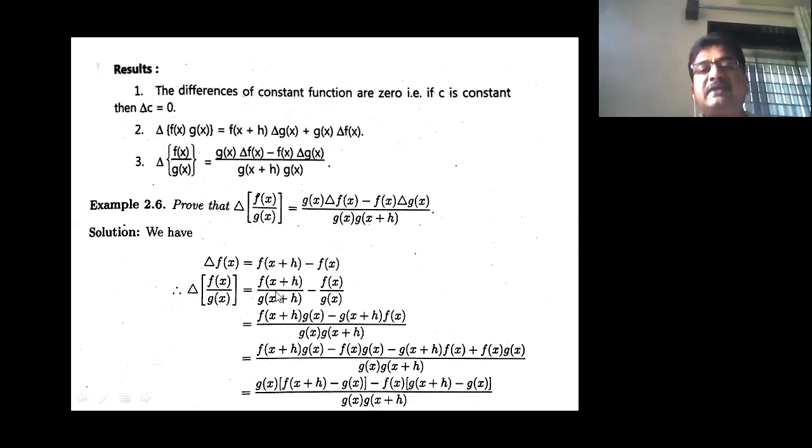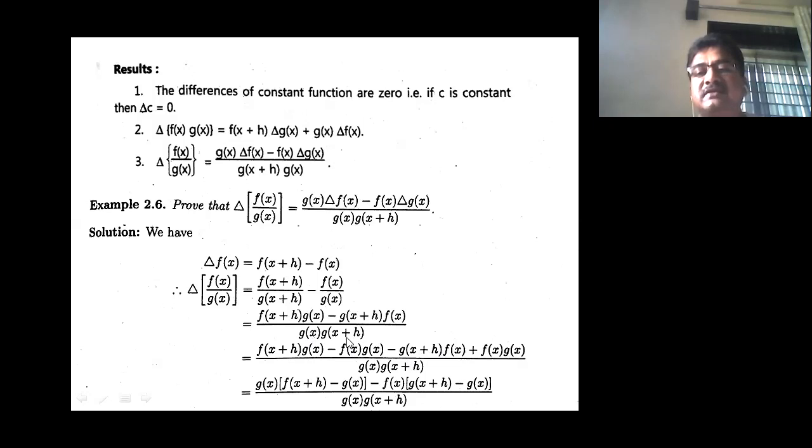So this is the value at the next point of this function f(x) by g(x) minus the value at the same point. Then take g(x plus h) into g(x) as the LCM, then cross multiplication: f(x plus h) into g(x), this term, minus g(x plus h) into f(x). Okay, then subtract and add this term. What is the term? f(x plus h) g(x) as it is, subtract f(x) g(x) and add f(x) g(x). This term minus g(x plus h) f(x) as it is. So both these terms are as they are.